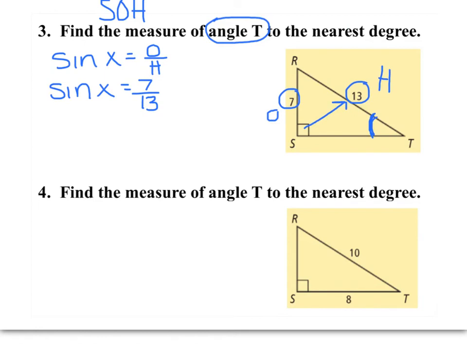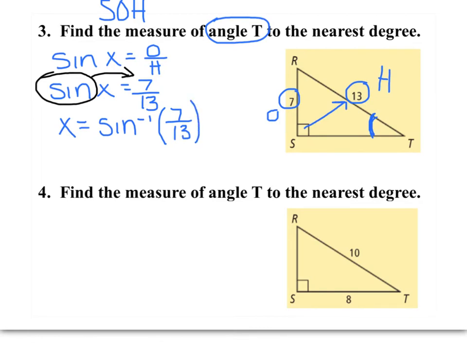Now, once I have written my equation, I need to get my sine function to the other side of the equation. Now, we cannot just divide by a sine function, so we are going to turn our sine function into an inverse. So I am going to bring down my x. I am going to turn my sine into an inverse sine, and the values were 7 over 13.